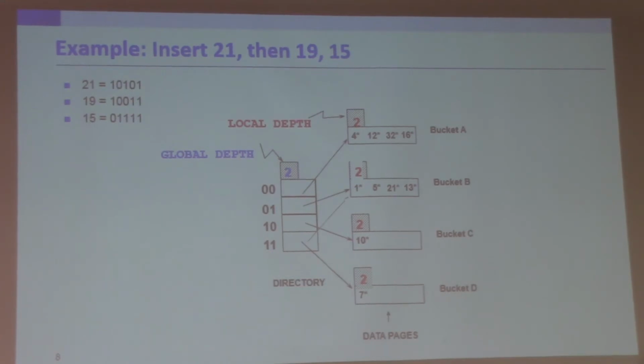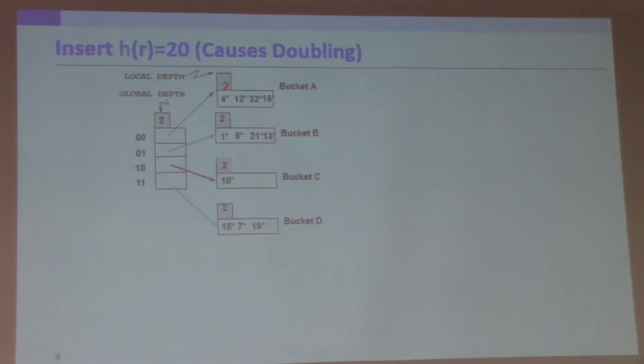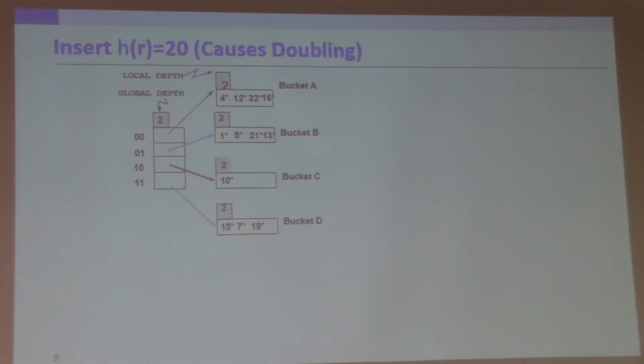I'm going to keep inserting into this bucket. So for 19, the last 2 bits 1, 1, you know exactly where it should go. 15, so far so good. Okay? So I move this picture to here. So that's where we are right now. That's the state we are in right now. Now I'm going to insert 20. Where does 20 go? Can someone tell me?